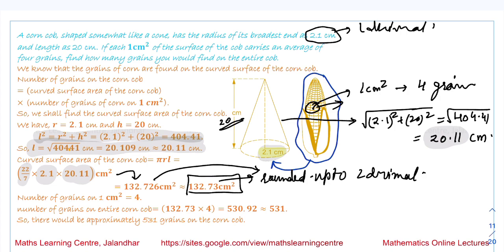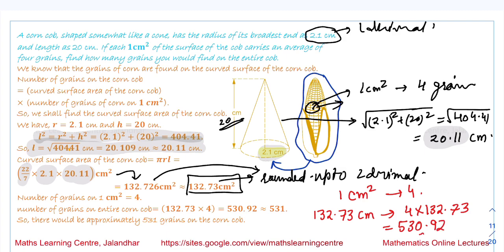Next we are saying that on 1 centimeter square area, there are 4 grains. So now the area we have is 132.73 centimeter square. So how many grains will be there? It is 4 into 132.73, and this value comes out to be 530.92, and this is approximately 531 grains. So this is an approximate value that we are getting. This is the symbol for approximate value that we are getting over here.